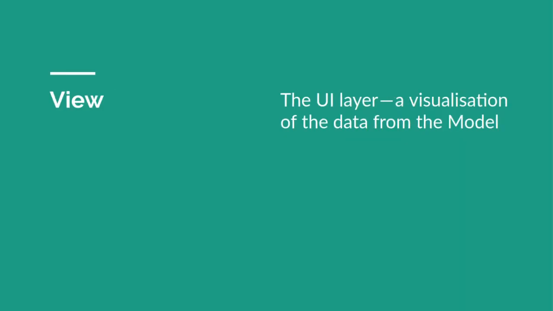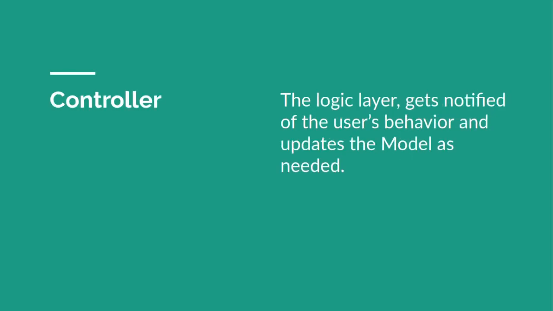Your view is actually the UI layer, which is a visualization of data from your model. And your controller is a logic layer, which actually has all these embedded logic which gets notified of the user's behavior and also updates the model as per needed.